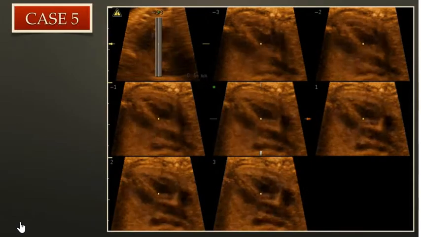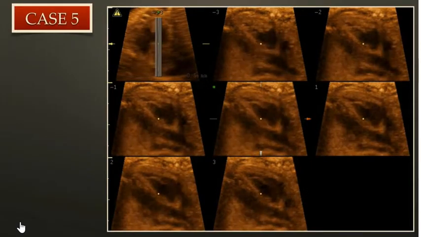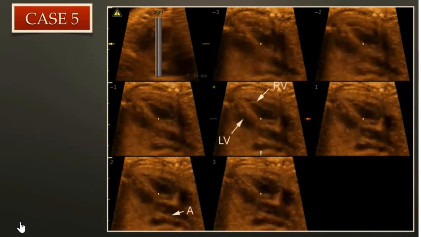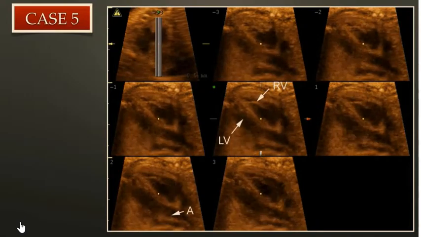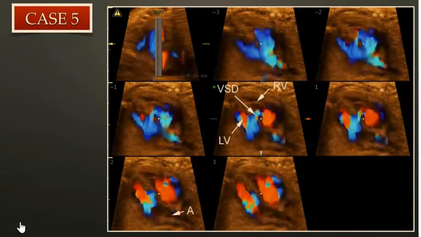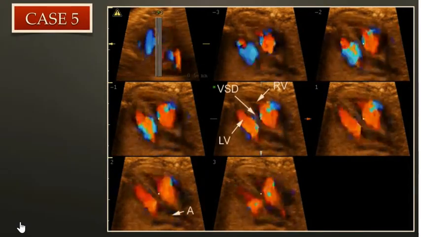Case 5. What's wrong with this clip? The arrow points to a ventricular septal defect that is not observed on the two-dimensional image. This demonstrates the shunting VSD, underlying the importance of imaging the heart with power or color Doppler ultrasound.